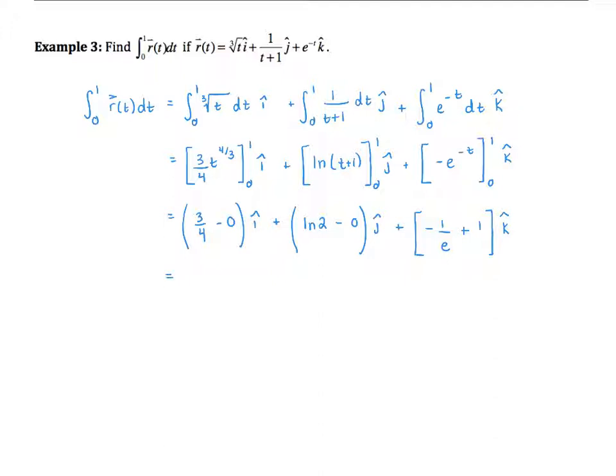All righty, so we've got 3/4 i hat plus ln 2 j hat plus, I'll say, 1 minus 1 over e k hat. Now I would like you to think about why we do not need a plus c at the end of all of this. Because it was a definite integral. On the next page, we will do an indefinite integral, and we will need constants of integration and all that good stuff. But for a definite integral, it's all good.